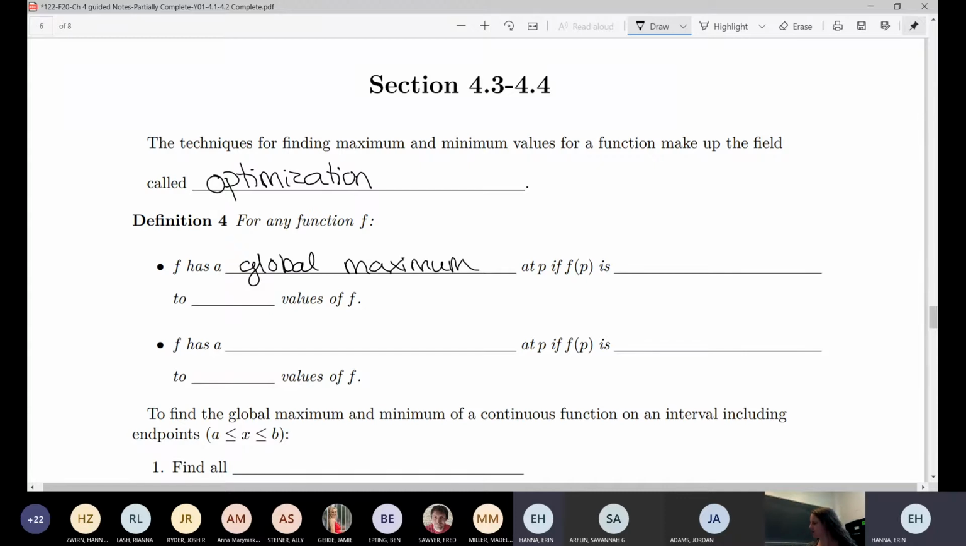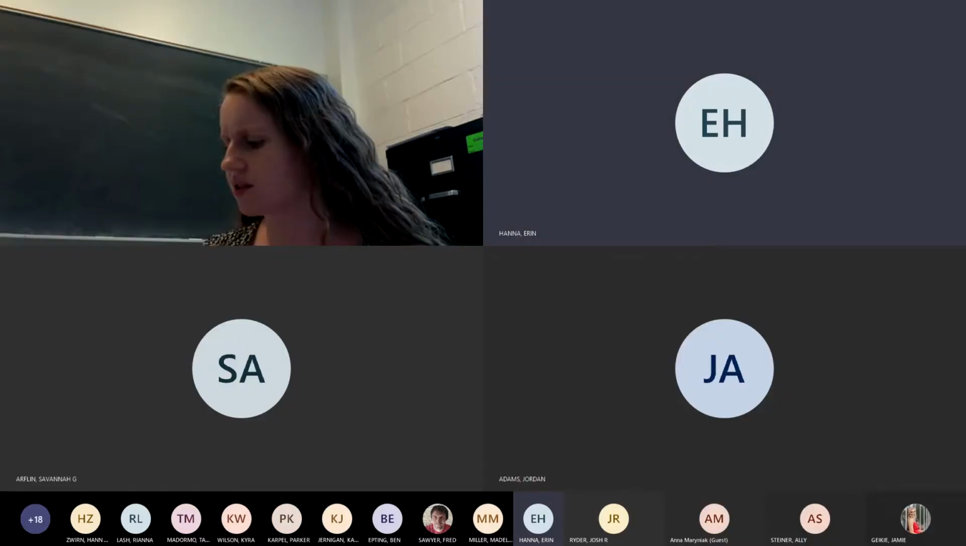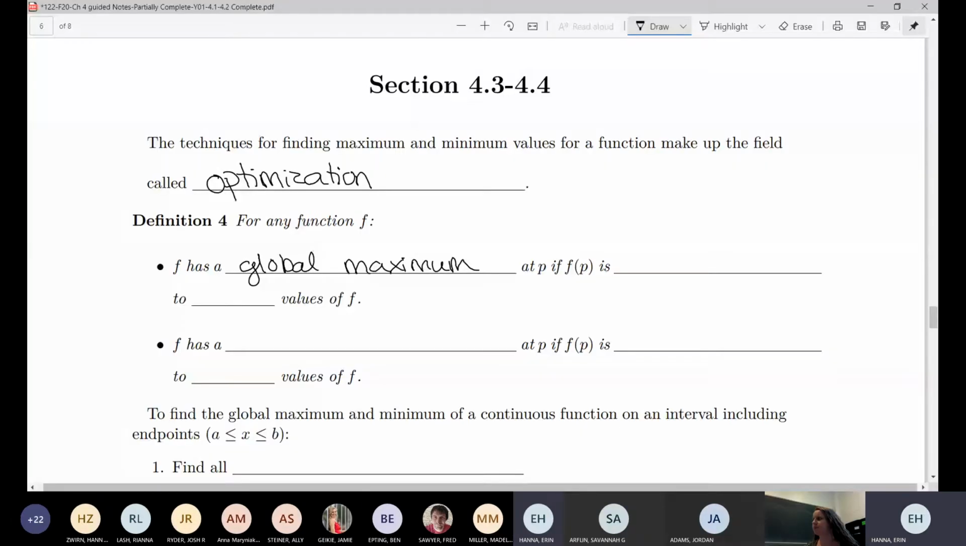So a function f has a global maximum at p if f of p is greater than or equal to all values of f. Let me reshare my screen. No one's told me they can't see it, but just in case, let me reshare that really quick.